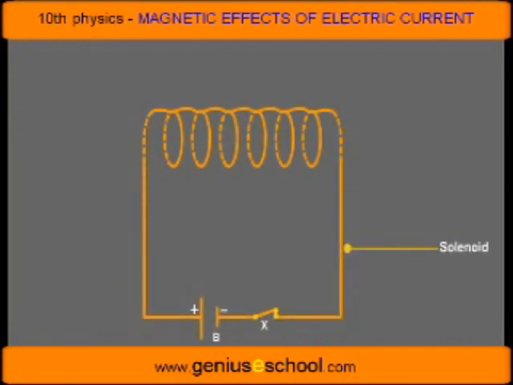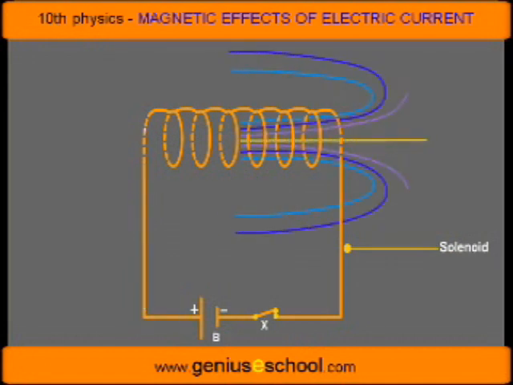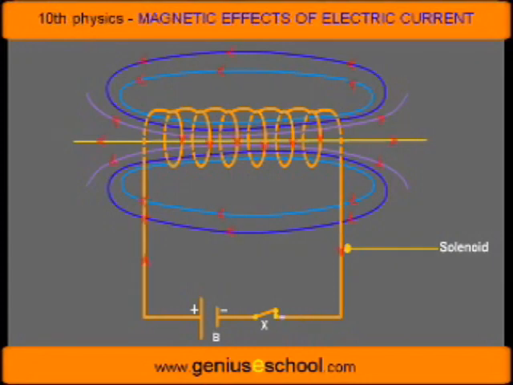A solenoid SN whose two ends are connected to a battery B through a switch X. When electric current is passed through the solenoid, it produces a magnetic field around it. The magnetic field produced by a current carrying solenoid is shown in the figure. Please note that the lines of magnetic field pass through the solenoid and return to the other end, as the magnetic field lines inside the solenoid are in the form of parallel straight lines.